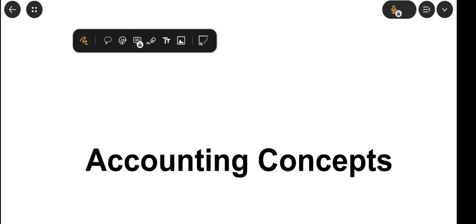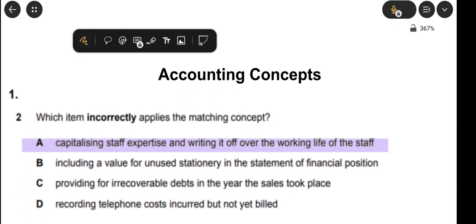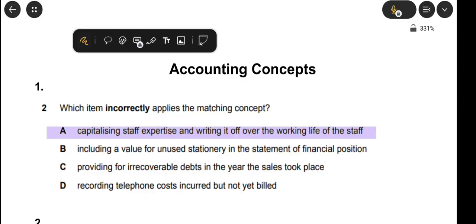Everyone, so today we'll be doing topical MCQs of accounting concepts. Pay close attention to the key concepts. Some questions test similar ideas but in different ways. Ready? Let's start. Question 1. Which item incorrectly applies the matching concept?